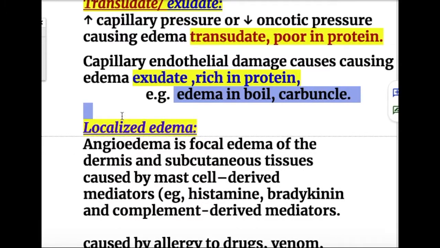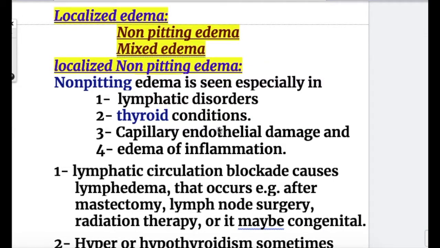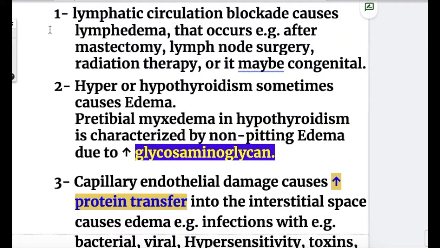Now localized edema. Localized edema may be non-pitting or mixed, pitting or non-pitting, depending on the situation. Now localized non-pitting edema. The non-pitting edema is seen especially in number 1, lymphatic disorders, number 2, thyroid conditions, number 3, capillary endothelial damage, and number 4, edema of inflammation.